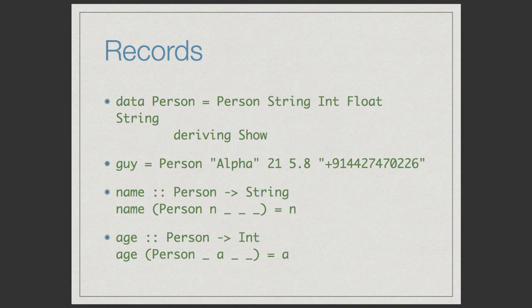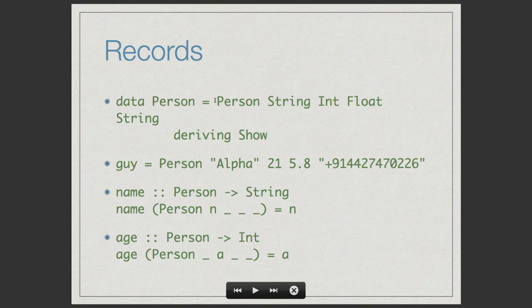Here is another way of defining types. Data person equals person string int float string. Now you'll see two occurrences of the word person here, one on the left and one on the right. On the left, it denotes the name of the type. On the right, it is the name of the constructor. Now, unlike in a type like shape, where we had three constructors, circle, square, rectangle, here we have only one constructor, though we have many parameters.